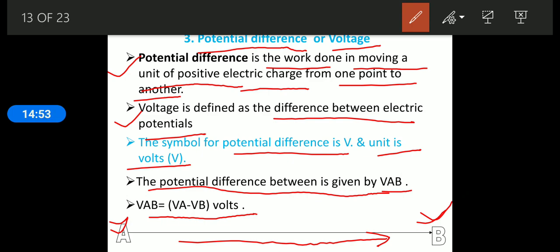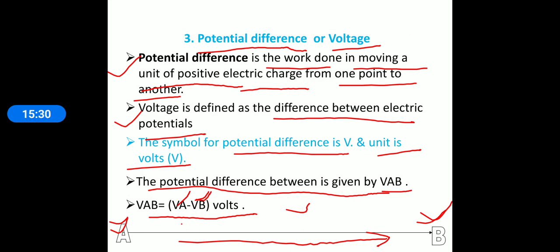The potential difference is positive or negative. If VA is greater than VB, then potential difference is positive. If VB is greater than VA, then potential difference is negative. That is, if VA is greater than VB, potential difference is positive. If VB is greater than VA, the potential difference is negative.